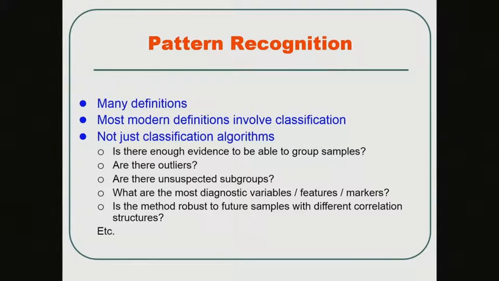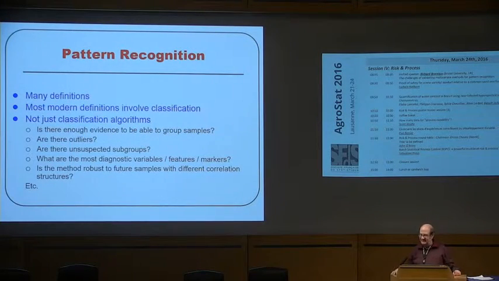There are many definitions if you look in the literature. In the 1960s, I did a review recently, it was quite a different definition to nowadays, but most definitions involve classification. It isn't synonymous with classification. It's not just classification and algorithms. It's all sorts of questions that you'd like to ask about the data. For example, is there enough evidence to group the samples? Are there outliers, unsuspected subgroups? What are the most diagnostic variables and markers? And the very important one: is the method robust in the future?